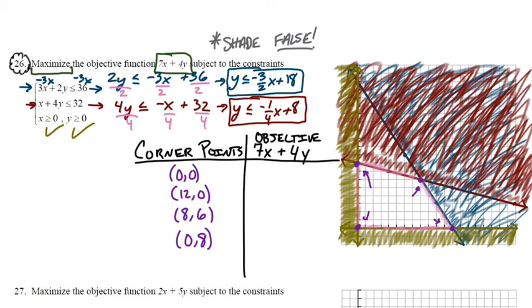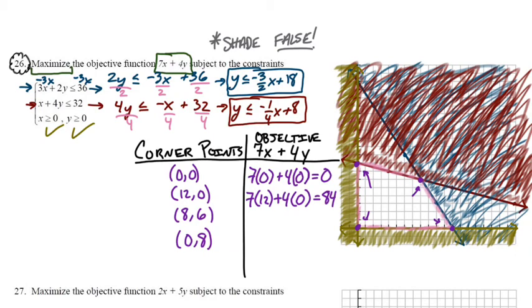Which one gives us a max value? Let's go ahead and plug these in. 7x plus 4y. The first xy point is 0, 0, so that one's not going to be a max value. That's 0. How about the next point there? 7x plus 4y. We plug in a 12 for x, a 0 for y. That's just 7 times 12, which is 84.